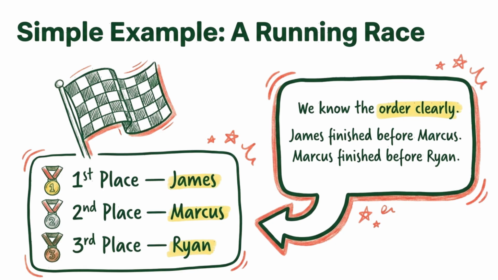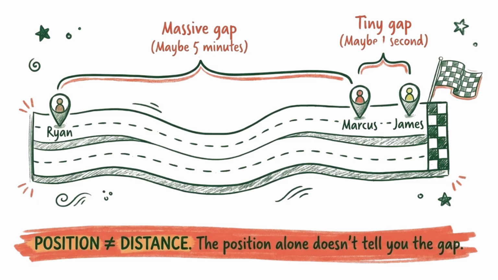Simple example, a running race. Here's the clearest example possible, a running race. James finishes first, Marcus finishes second, Ryan finishes third. The order is perfectly clear. James beat Marcus, Marcus beat Ryan. But does that ranking tell you the gap between them? Absolutely not. That's ordinal data at work. Position does not equal distance.